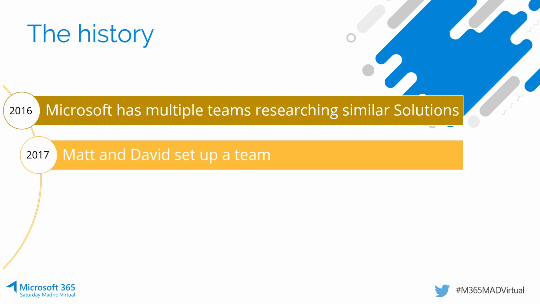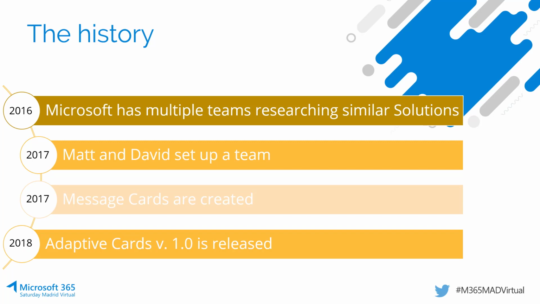And so in 2017, Matt Hittinger joined David Clow and they set up a team. In 2017 only, they already published to the world message cards. And then later on, next year, they published version 1.0 of the adaptive card. So the technology is still with us, still present.